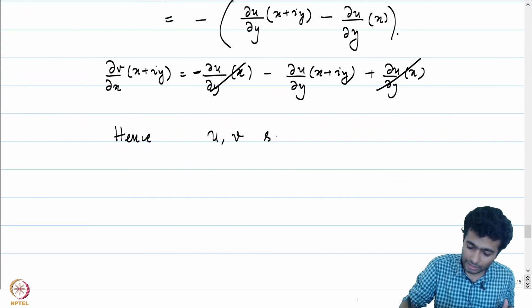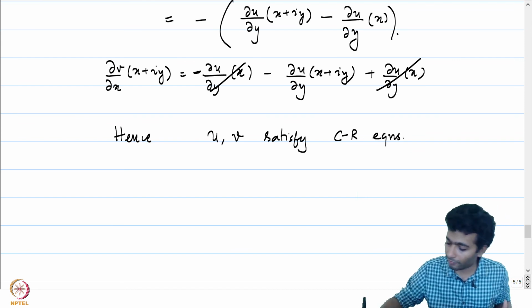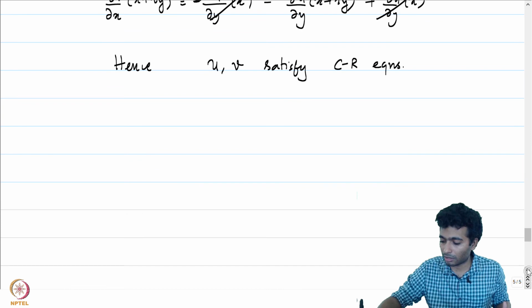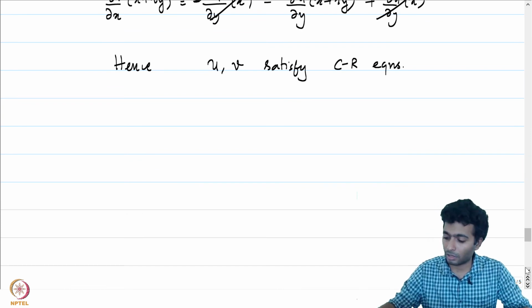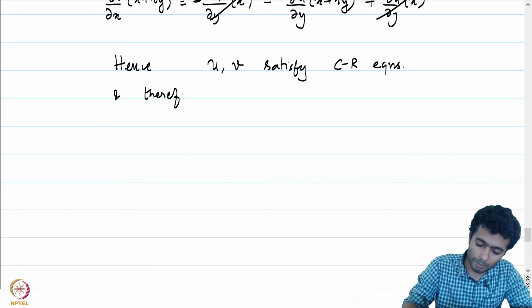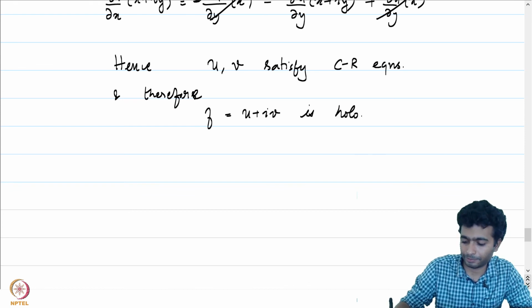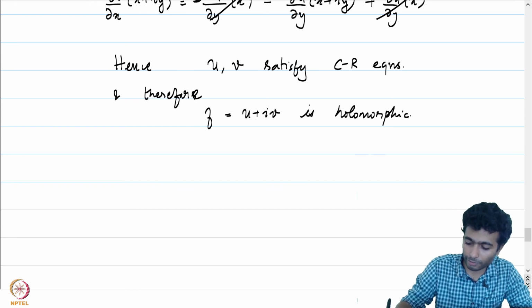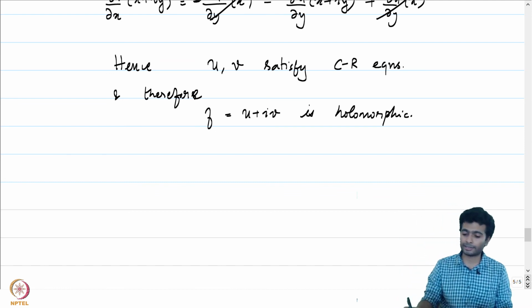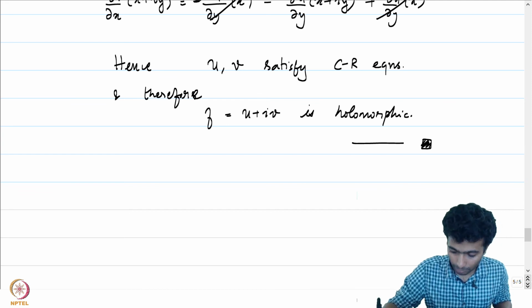Hence, u comma v satisfy the CR equations. We already started off with a function which is twice continuously differentiable, and therefore f equal to u plus iv is holomorphic. So yes, we have proved both. We have proved that if such a harmonic conjugate exists, it is unique. We did prove the existence of one such harmonic conjugate.